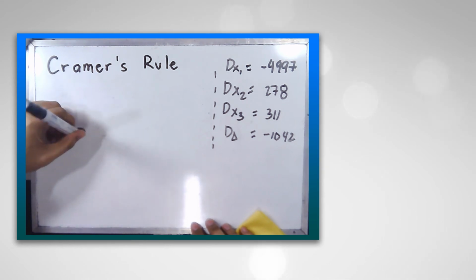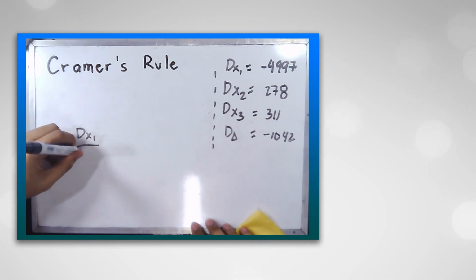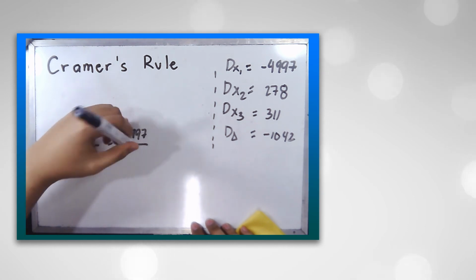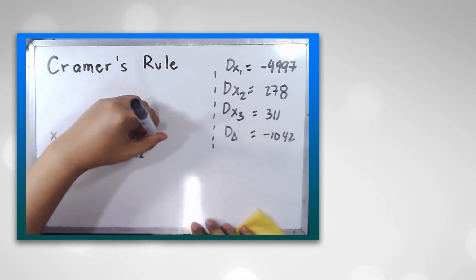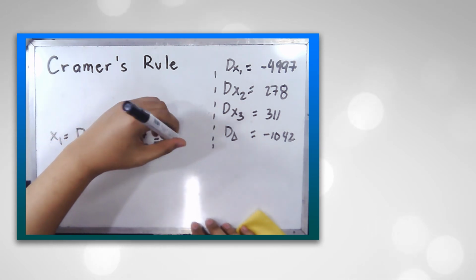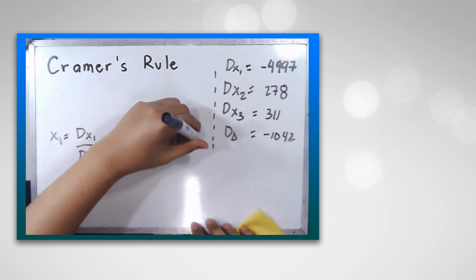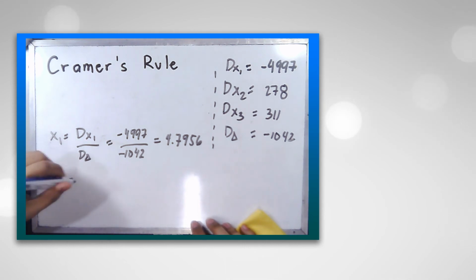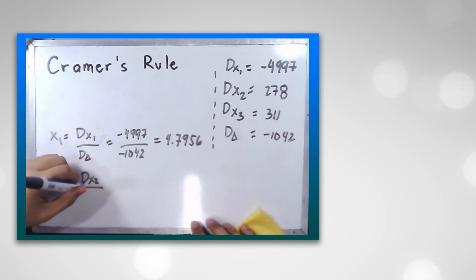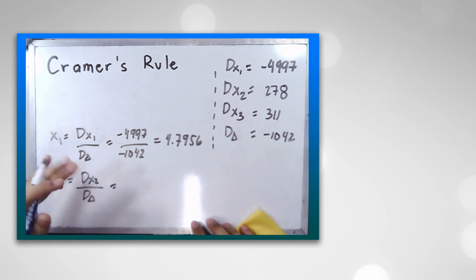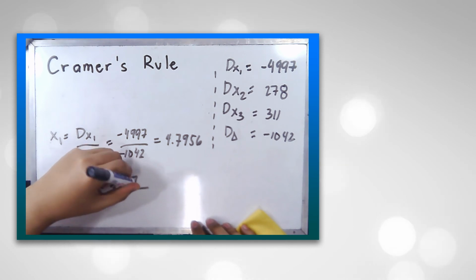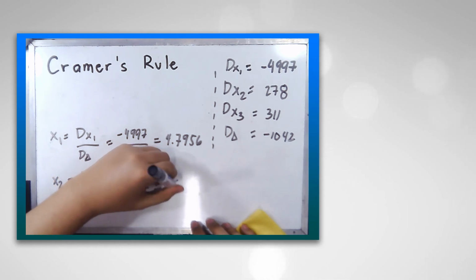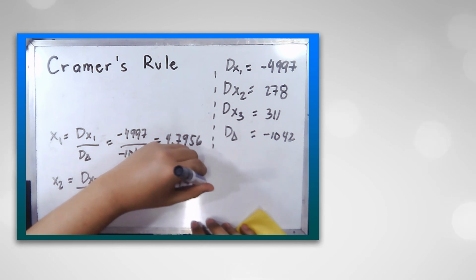x sub 1 is equal to D of x sub 1 over the delta, negative 4997 over negative 1042, which is equal to 4.7956 rounded to 4 decimal places. x sub 2 will be having the same formula, or same concept for the formula. 278 over negative 1042. We will be arriving at the answer negative 0.2668.